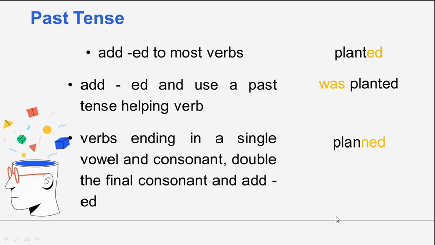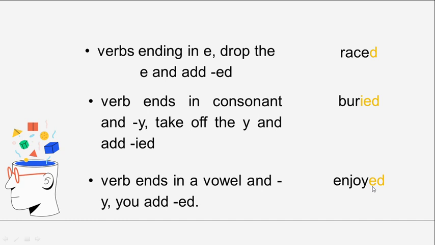In some words, if the word ends with a single vowel and consonant letters, you need to double the last consonant and then you need to add ed. For example, plan. Since it ends with a vowel and consonant, you need to double the letter n and then you have to add ed.